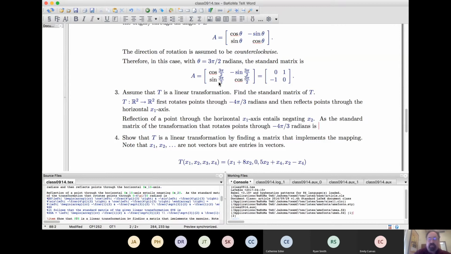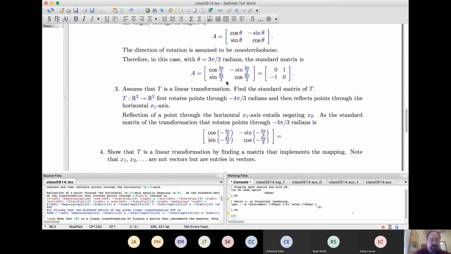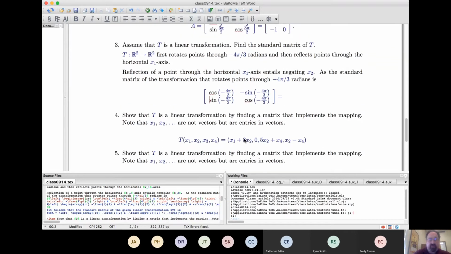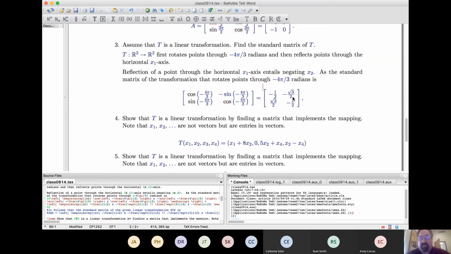So first, if you repeat what was done here, and work out the rotation matrix for minus 4 pi over 3, so that is this matrix, but then these angles have to be worked out. And what you get is that, just from evaluating sine and cosine at these angles. Although the angle minus 4 pi over 3 is the same as the angle positive 2 pi over 3, just because of periodicity.